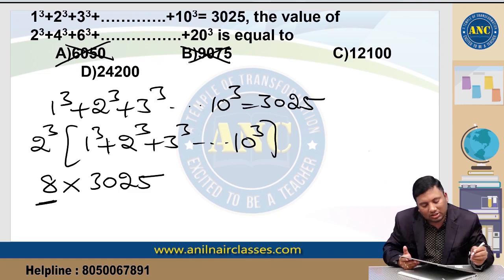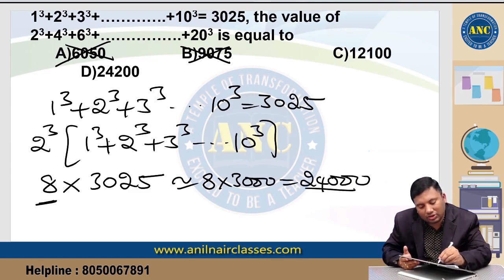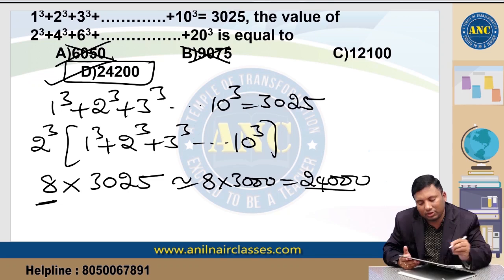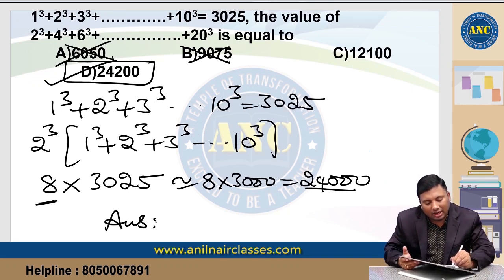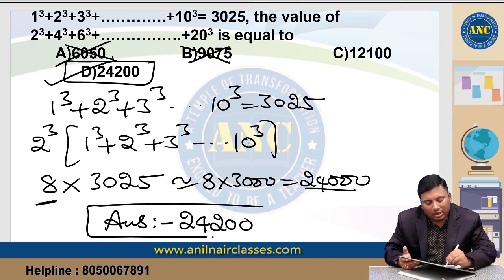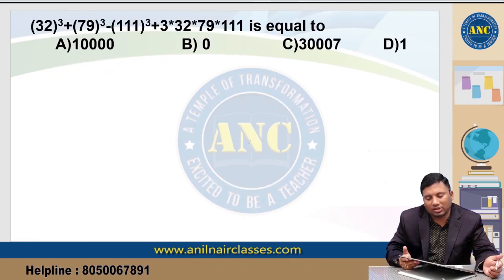This is out, this is out. 8 into 3000 only will give you 24,000. Answer should be just greater than 24,000. This is there. I hope it is clear. Answer for this question is 24,200. Next one.